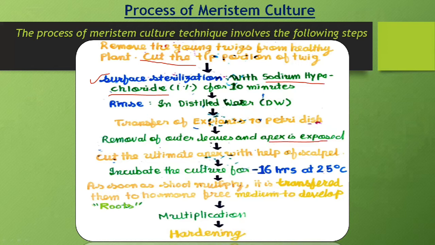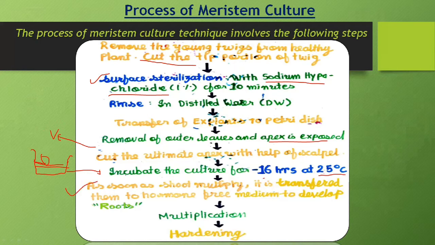By the method, we have to cut this apical meristem in a V shape. After cutting the meristem, we inoculate it on a petri plate, on a nutrient medium. Then we incubate this meristem for 16 hours of light at 25 degrees Celsius for about 20 to 25 days.